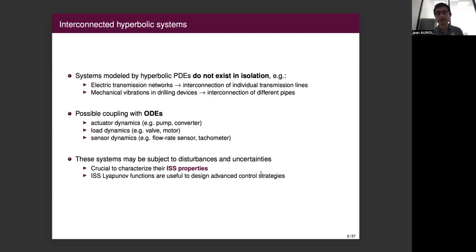In this context, ISS Lyapunov functions are really useful to design advanced control strategies, for instance event-triggered control strategies. So even if you know that your system is ISS, it is of specific interest to be able to get an explicit ISS Lyapunov function.